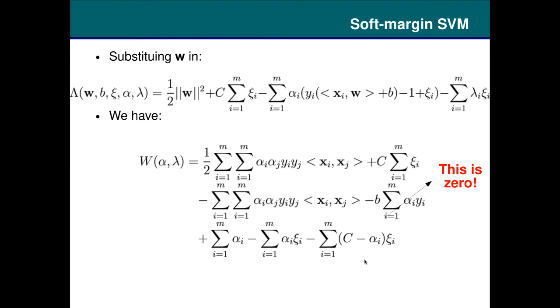Next, we can perform substitutions. First of all, we are going to substitute W by the sum of alphas times y's times some vector. And we are going to have here at this point the same as before. We are going to substitute, of course, here there's no W, here there is a W.